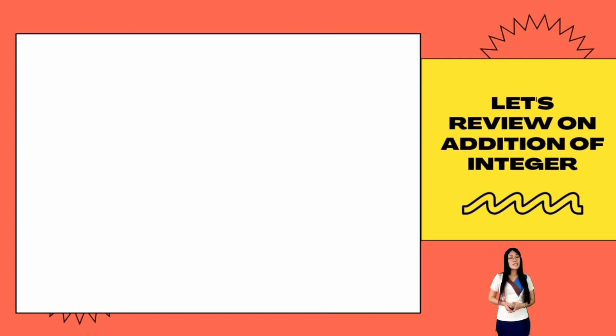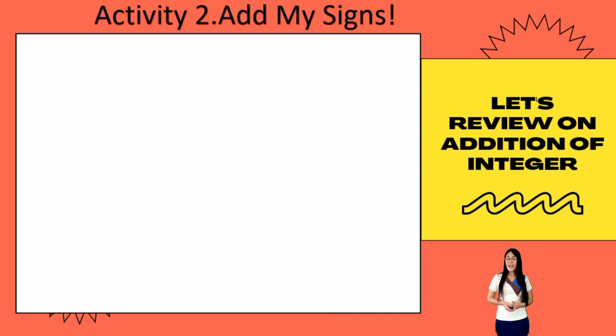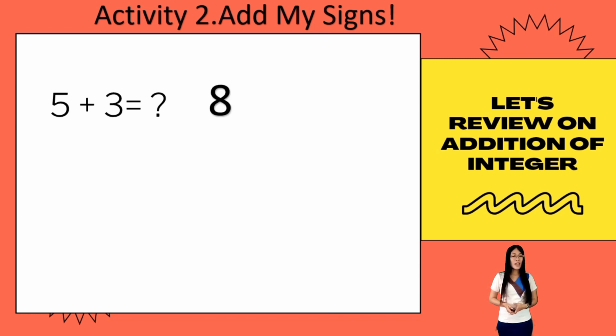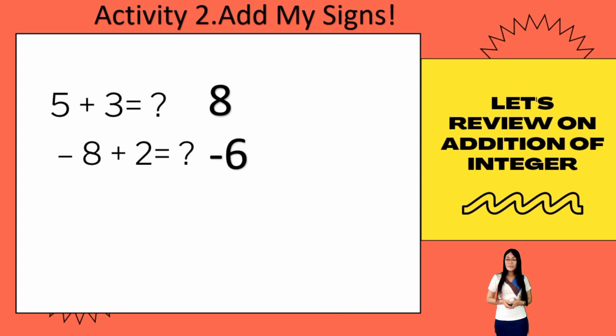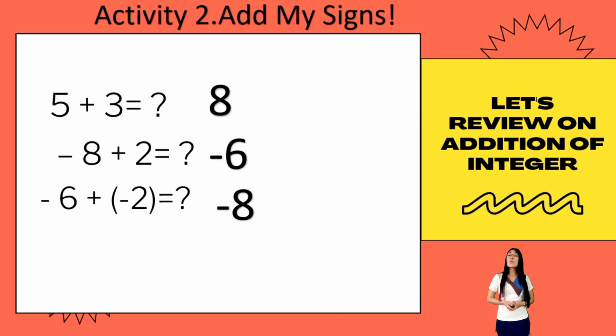So this activity is called Add My Signs. So 5 plus 3 is, what's the answer? That's correct. It's 8. Another one, negative 8 plus 2. What's the answer? Negative 6. That's correct. Another one, negative 6 plus negative 2. What's the answer? That's right. It's negative 8. Very well said.